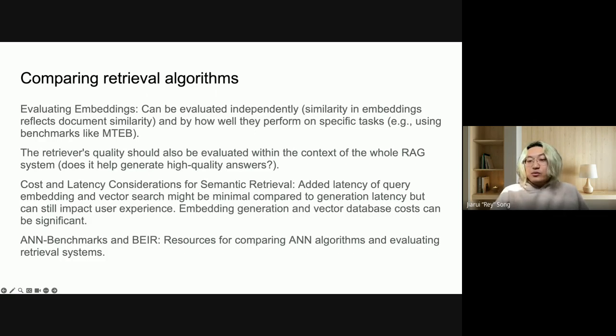Finally, for those of you who are interested in diving deeper into the performance characteristics of different approximate nearest neighbor search algorithms used in vector databases, the ANN Benchmarks website provides a valuable resource for comparison. Additionally, BEIR is an evaluation framework that supports retrieval systems across a range of standard benchmarks.